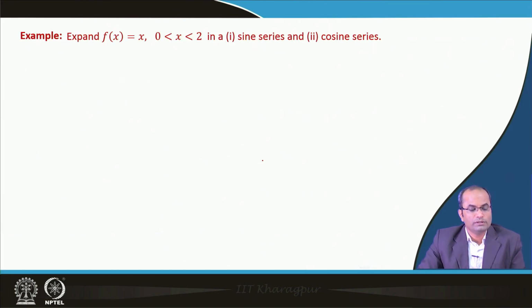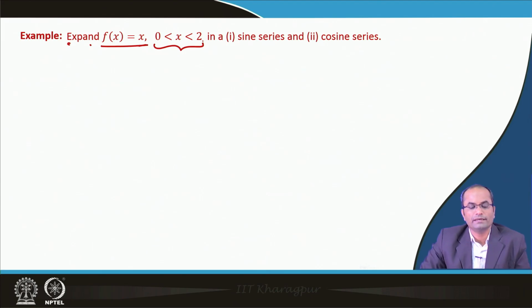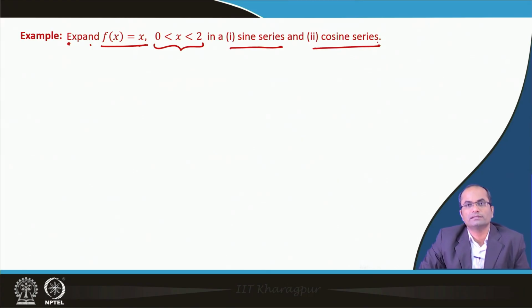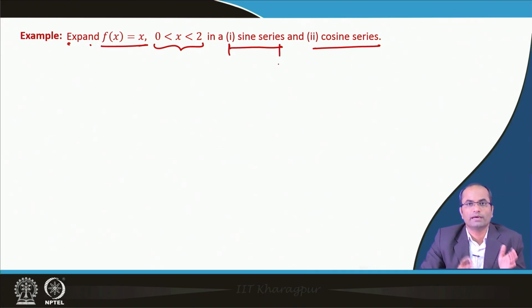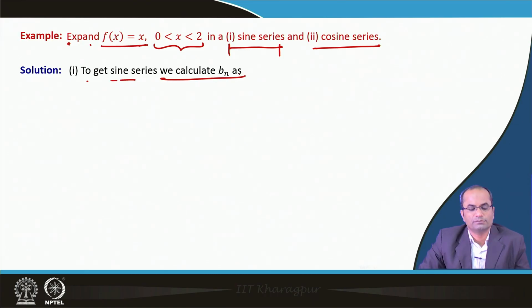Well, so now here we want to expand, for instance, this f(x) = x, defined in this interval 0 to 2, in a sine series as well as in the cosine series. We can do so because we have to just extend this function in the interval -2 to 0 accordingly to have a sine series or cosine series. So, to get this sine series we need to compute just b_n.